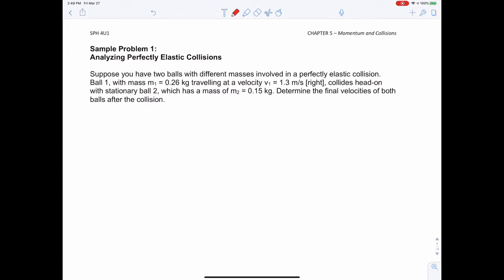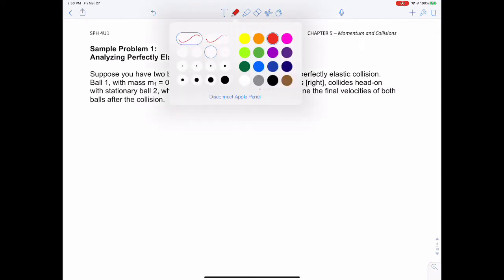Let's take a look at sample problem number 1, analyzing perfectly elastic collisions. Suppose you have two balls with different masses involved in a perfectly elastic collision. Ball 1 with mass 0.26 kilograms traveling at a velocity of 1.3 meters per second to the right collides head-on with a stationary ball, ball 2, which has a mass of 0.15 kilograms. Determine the final velocities of both balls after the collision. We can start by writing down what's given in this question.